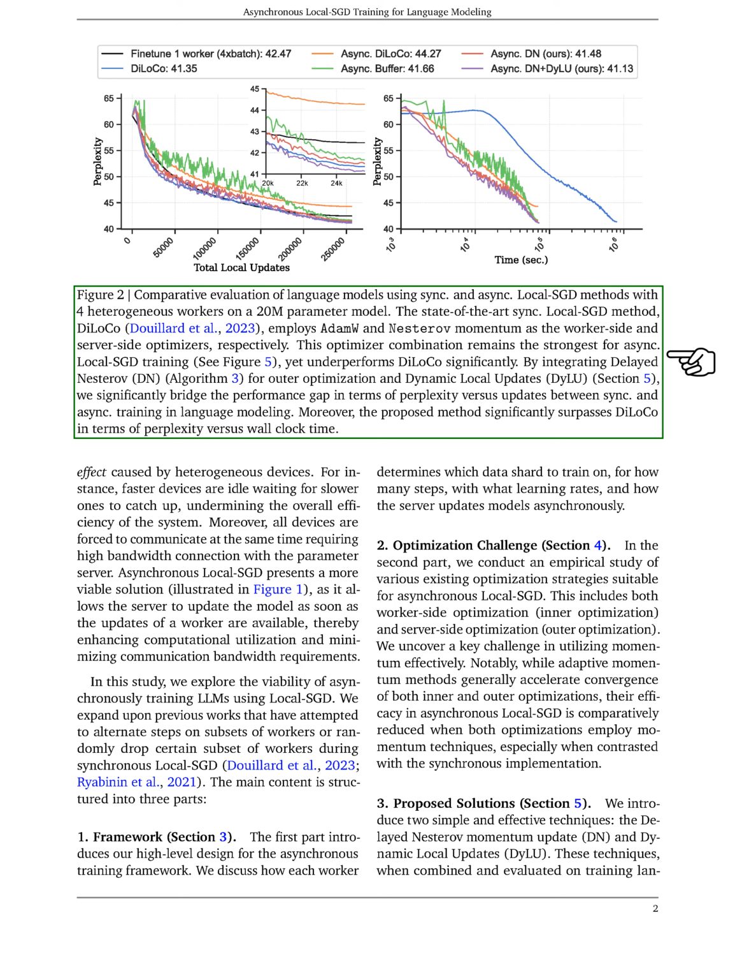These techniques, when combined and evaluated on training language models, allow asynchronous Local-SGD to approach synchronous Local-SGD in terms of perplexity versus the total number of local updates, and further improve asynchronous Local-SGD versus synchronous Local-SGD in terms of perplexity versus wall clock.